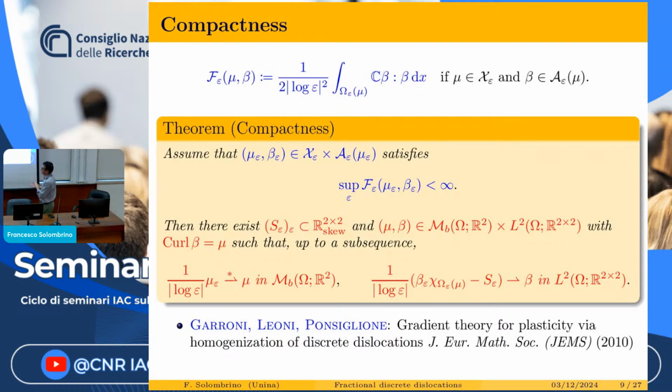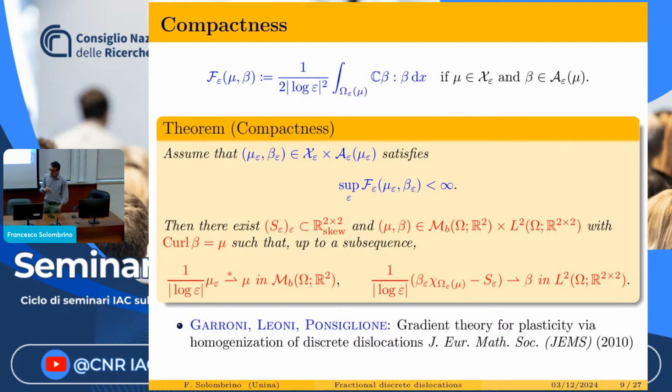So this is the first one. Your variables, if the energy is bounded, have some compactness. I would like only to say something about these matrices S epsilon, and I think this will be the only place in the talk where I will mention them.